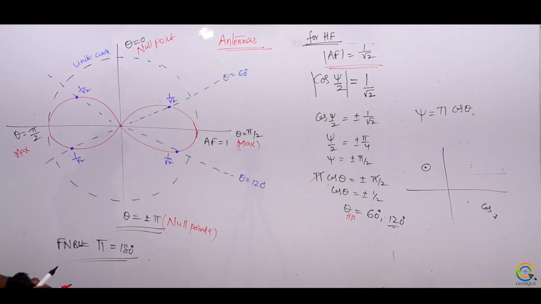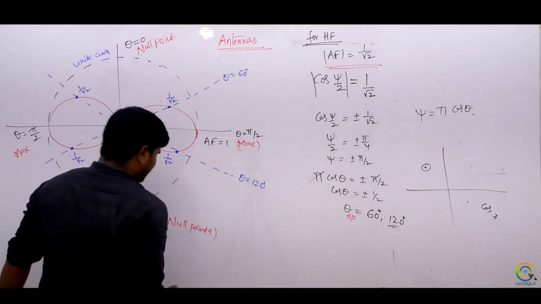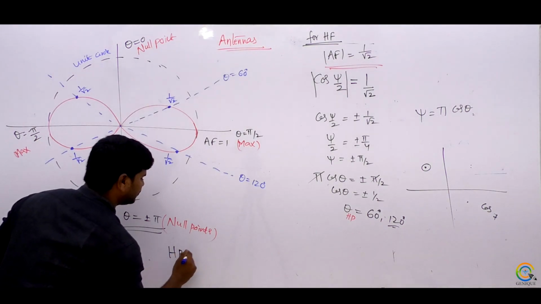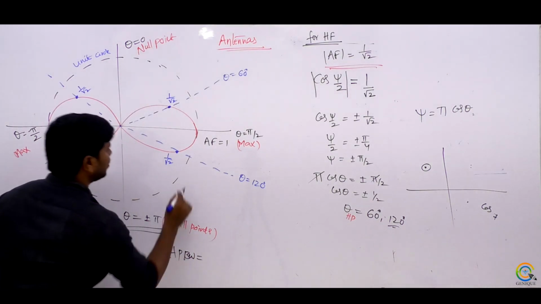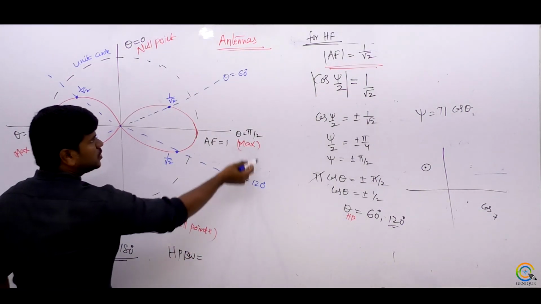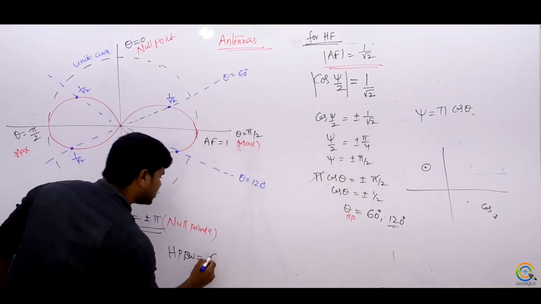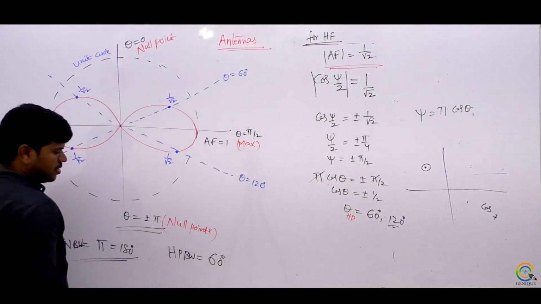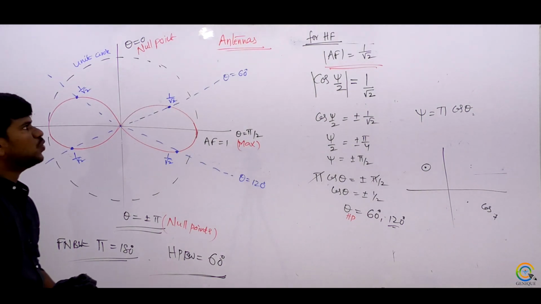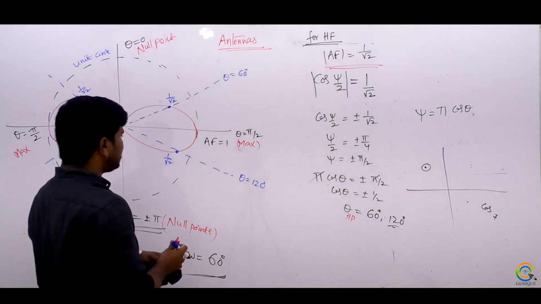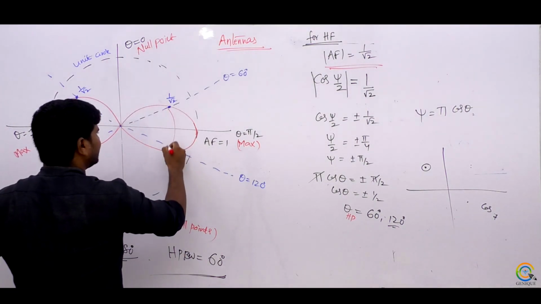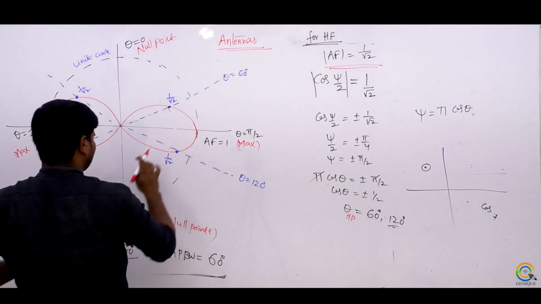Okay, so now what is the half power beamwidth? Half power beamwidth is equal to the difference between these two. What is the difference between these two? 120 minus 60, this is 60 degrees. The difference between two half power points is called the half power beamwidth, HPBW.